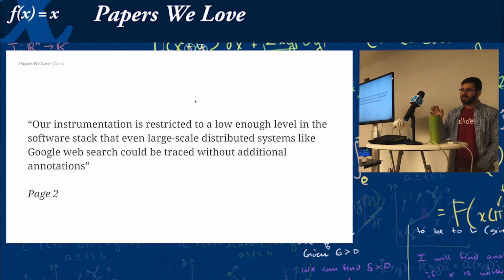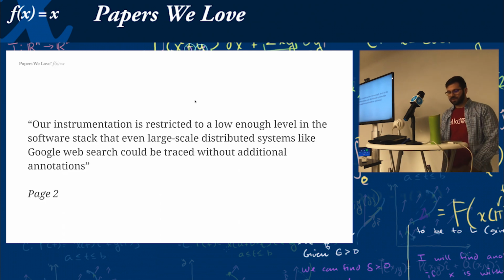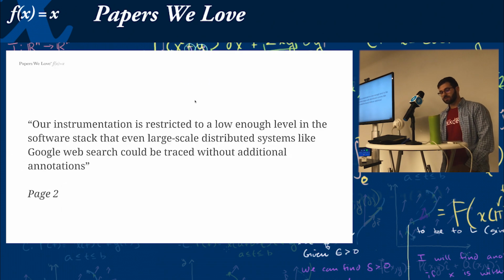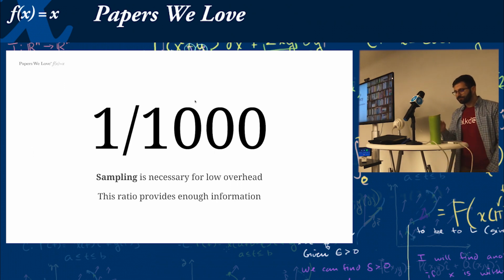And actually, there's a very interesting phrase in the paper: our instrumentation is restricted to a low enough level in the software stack that even large-scale distributed systems like Google Web Search could be traced without additional annotations. That's the importance of shared libs, okay?